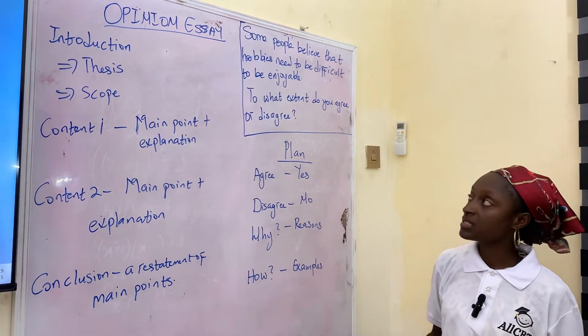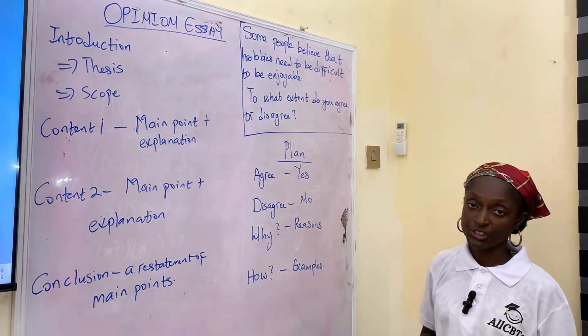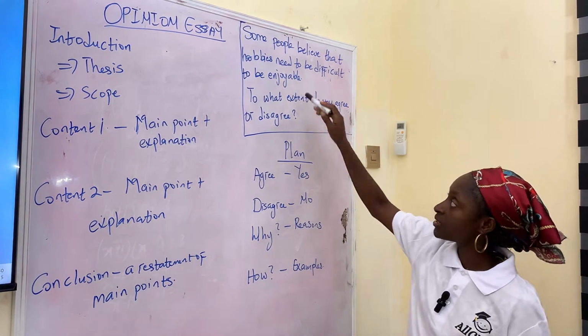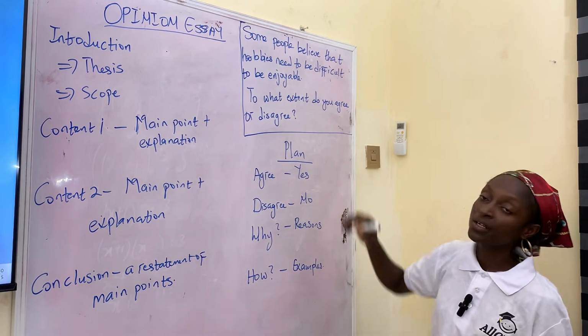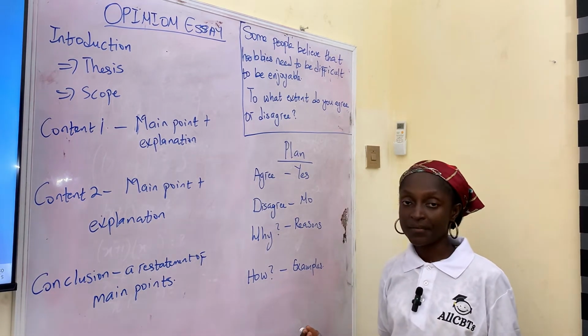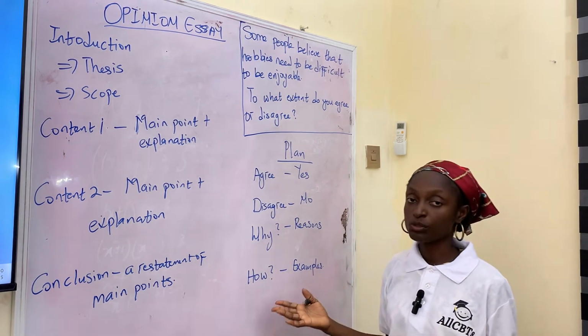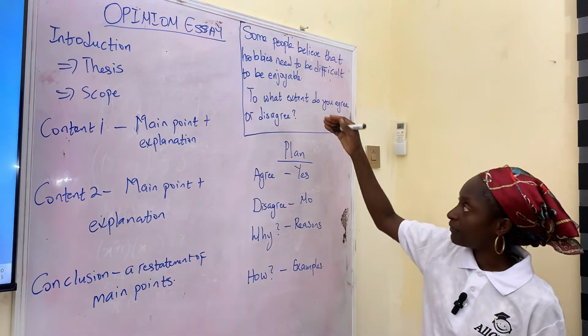Another way you can write it is this. After you've paraphrased the general statement, which is this, and you've answered the question, I agree, I absolutely agree, or I disagree, I absolutely disagree, any of the options you're going for, you can now write full stop.